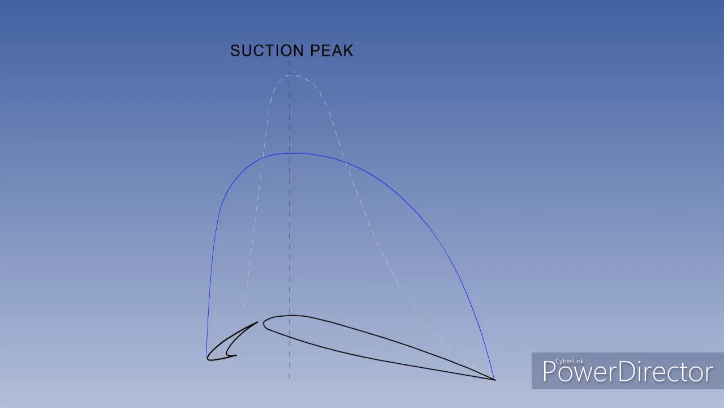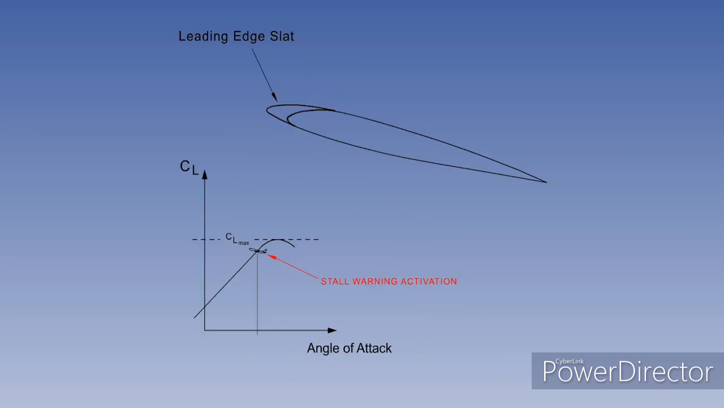Please note that the suction peak does not move forward, so the effect of slats on aircraft pitching moment is insignificant. Some jet transport aircraft have an automatic system that will fully extend the slats for stall protection. If the aircraft approaches the stall angle too closely, the automatic slat system will extend the slats to the fully open position.